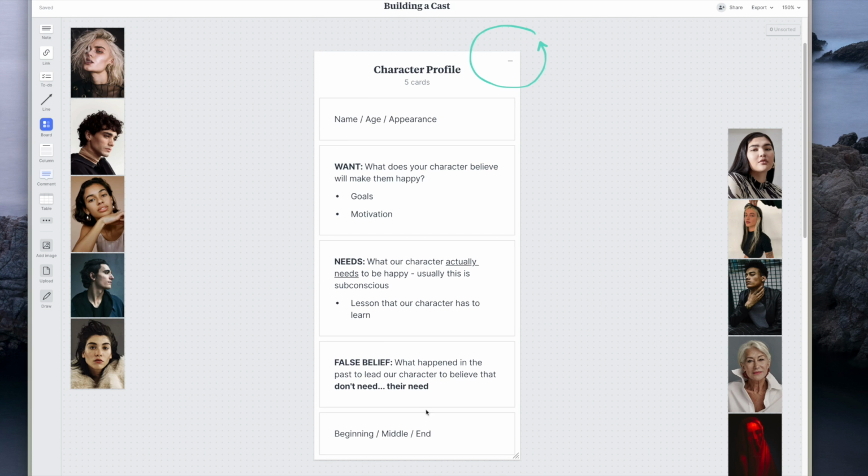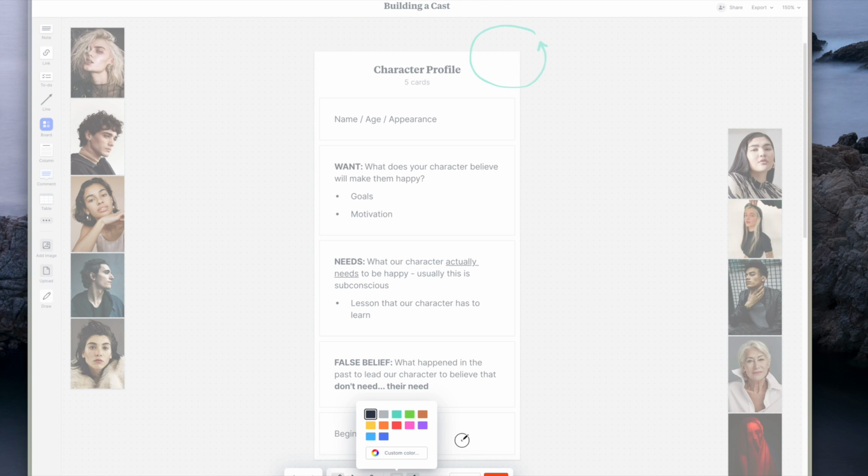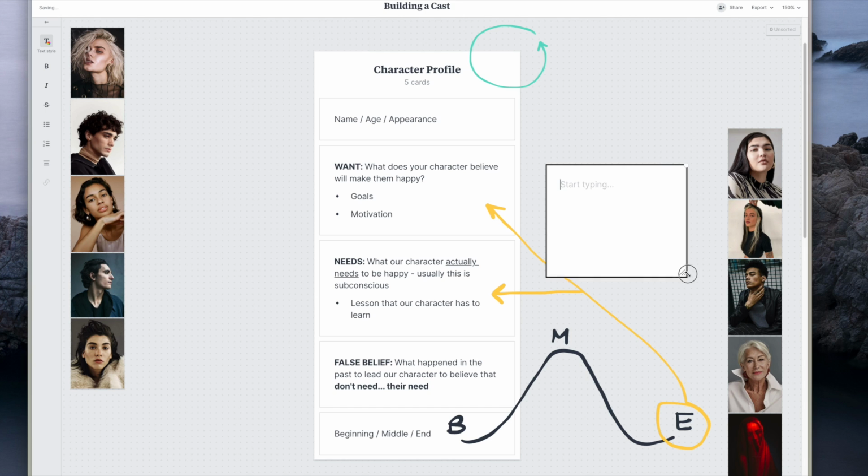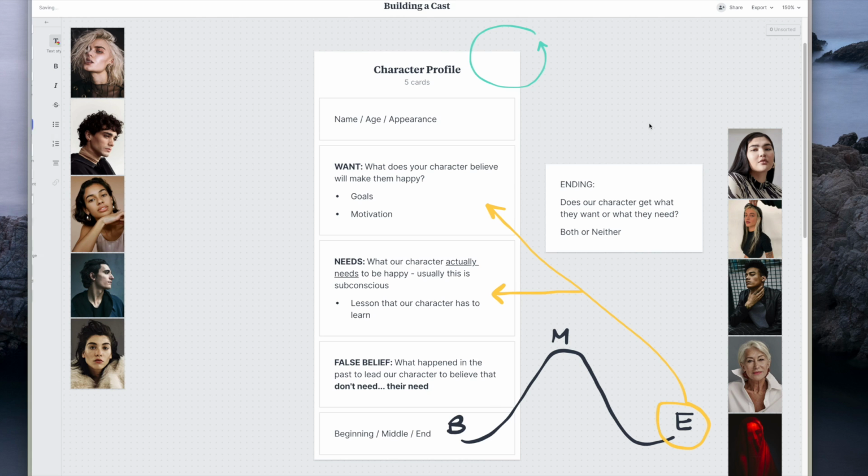And then of course we have a beginning, a middle, and an end for every character. That means that every character that we create needs some sort of story arc with a beginning, middle, and an end. And their ending is actually dependent on this want and this need. So how our character's story is going to end is going to answer the following questions. Does our character get what they want or what they need? They could also get both or neither of those things.